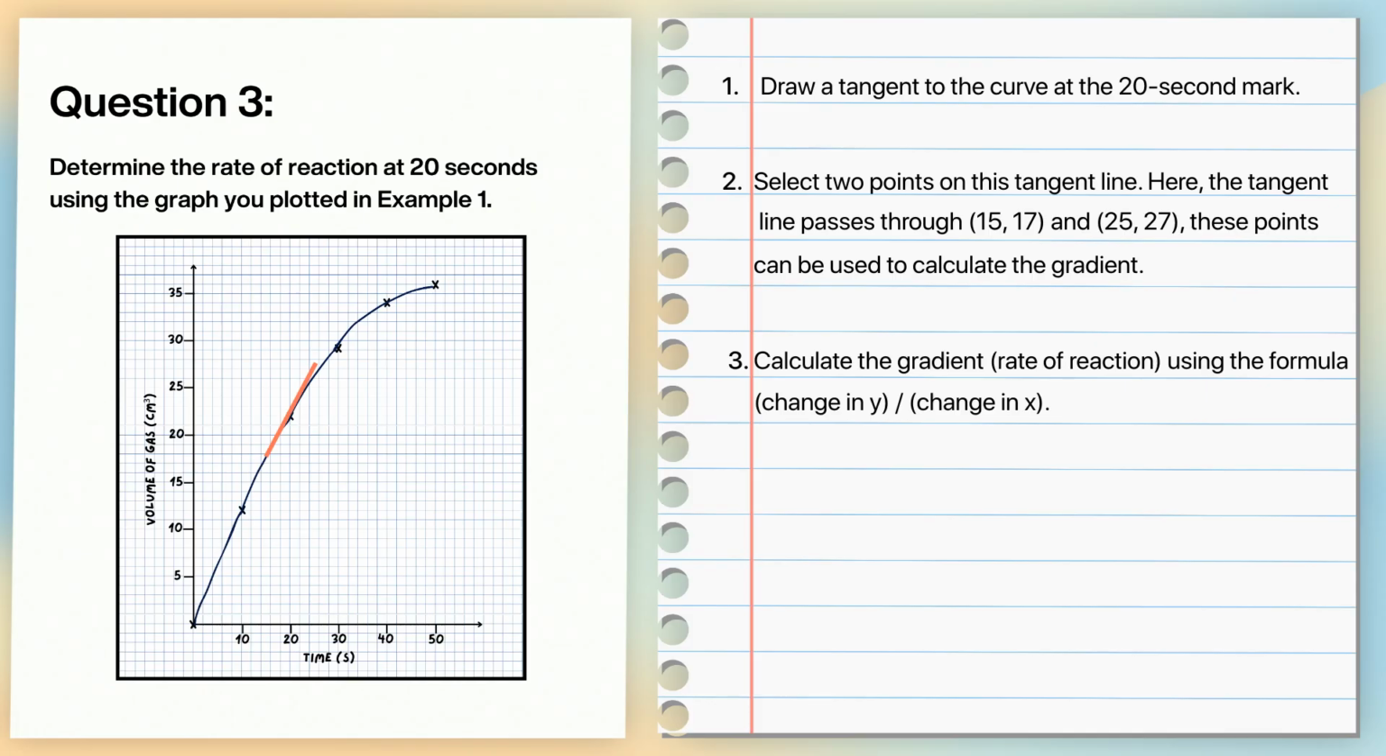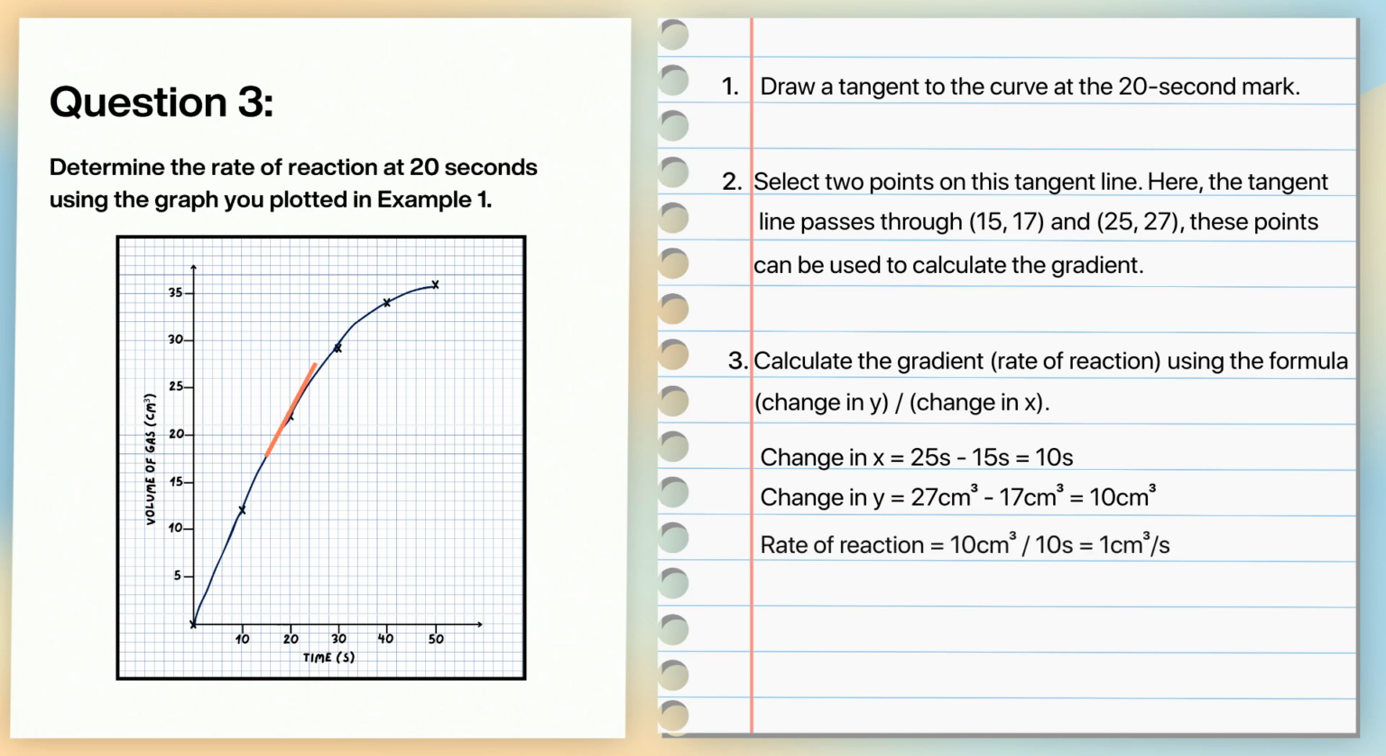Finally, calculate the gradient, rate of reaction, using the formula: change in y over change in x. The change in x is 25 seconds minus 15 seconds, giving us 10 seconds. The change in y is 27 cubic centimeters minus 17 cubic centimeters, giving us 10 cubic centimeters. Therefore, the rate of reaction is 10 cubic centimeters over 10 seconds, equaling 1 cubic centimeter per second. This means that at 20 seconds, the rate of gas production is 1 cubic centimeter per second.